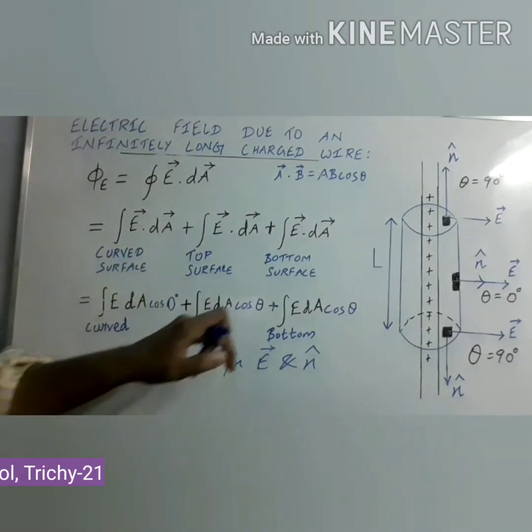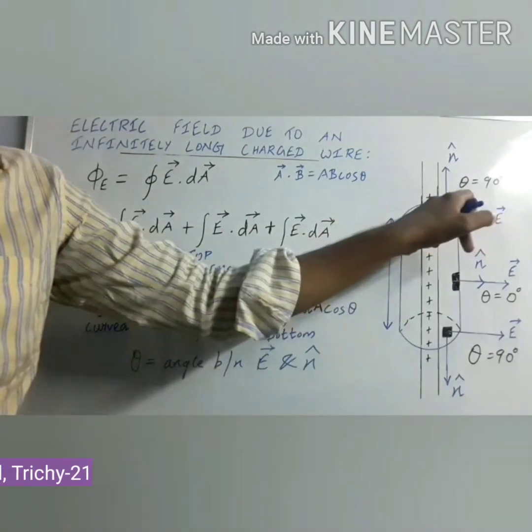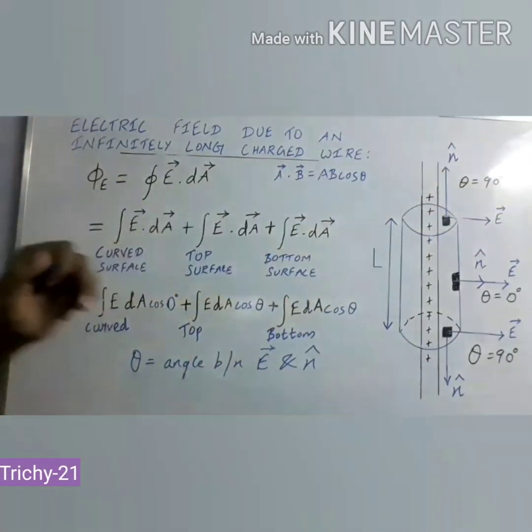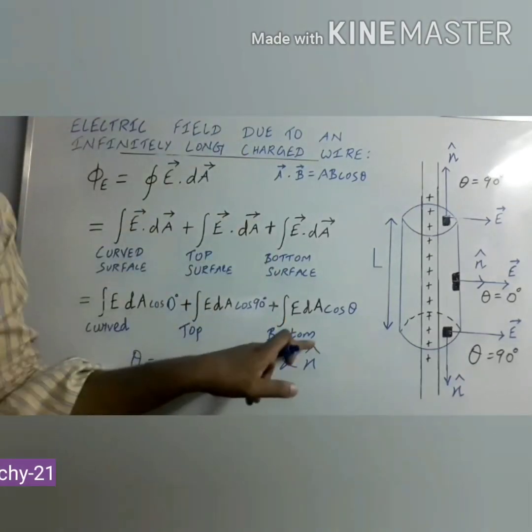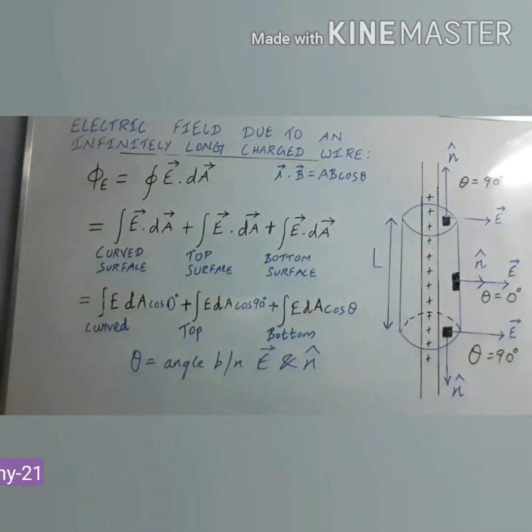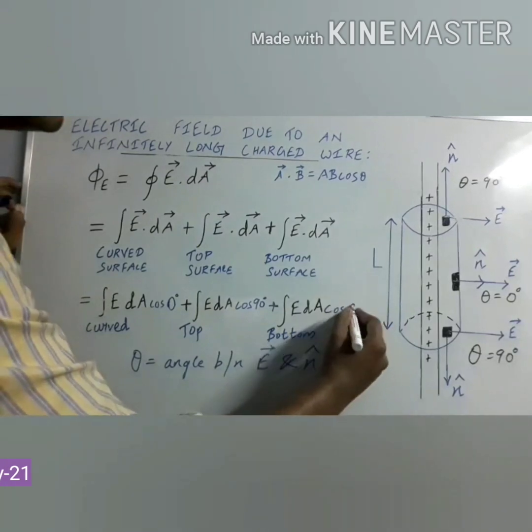In a top surface, what is the angle? In a top surface, theta is equal to 90 degree. So instead of theta, I am going to apply 90 degree, cos 90. In a bottom surface also, theta is equal to 90 degree. Here you can apply 90 degree.